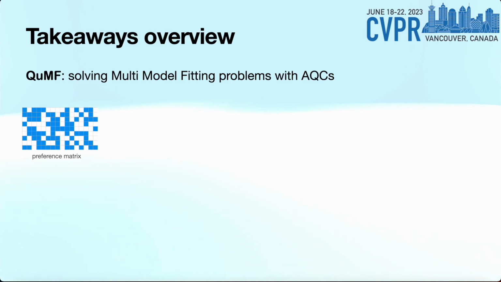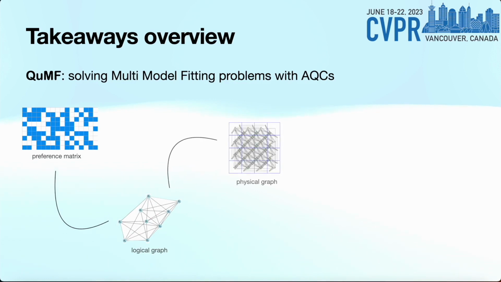In the first step, a logical graph is obtained with a QUBO formulation. In the second step, the logical graph is mapped to the QPU topology by means of a procedure called minor embedding. In the final step, the AQC undergoes an annealing process, terminating in a state that represents the retrieved solution.